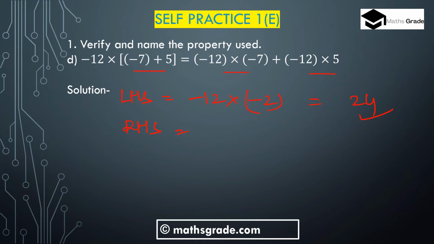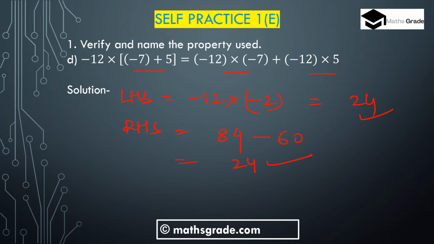The right hand side is minus 12 multiplied by minus 7. 12 multiplied by 7 is 84, and minus multiplied by minus is plus, so it is positive. And minus 12 multiplied by 5: 12 multiplied by 5 is 60, and minus multiplied by plus is minus. Now 84 minus 60 is 24. Now the left hand side is equal to the right hand side.